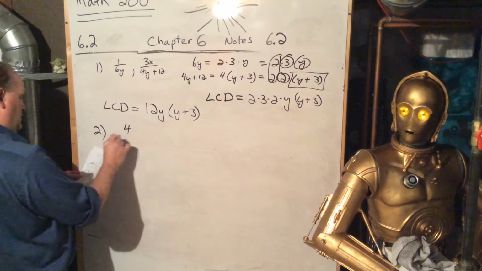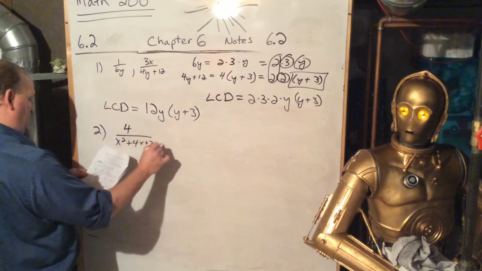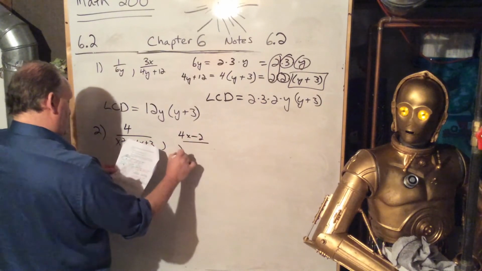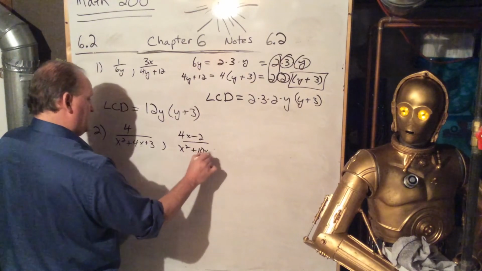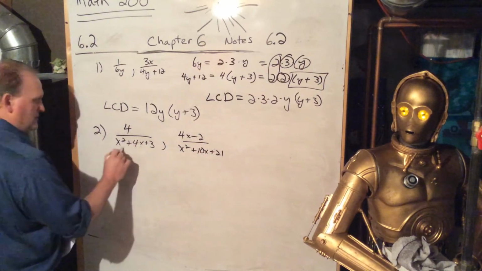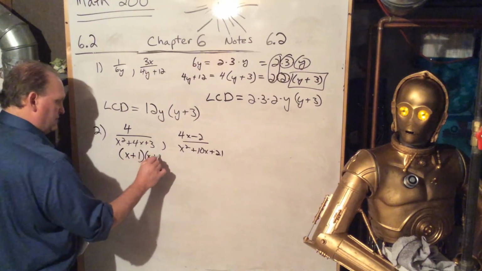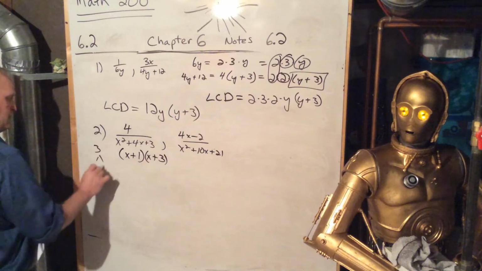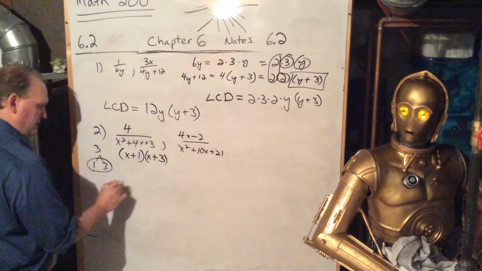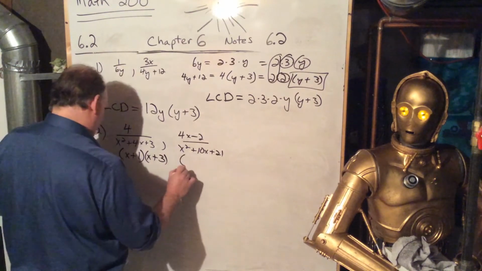Let's find it on number 2. So we have 4 over x squared plus 4x plus 3, and we have 4x minus 2 over x squared plus 10x plus 21. So we're going to want to factor this. Multiplies to be 3, adds to be 4. That's only 3 and 1, right? The factors of 3 are just 1 and 3. That's it, and that adds up to 4. For 21, it's 7 and 3. That'll add up to 10.